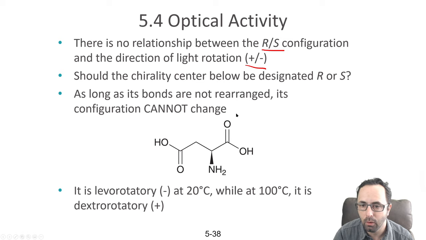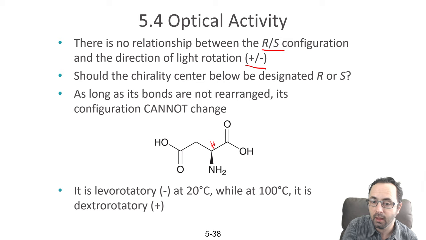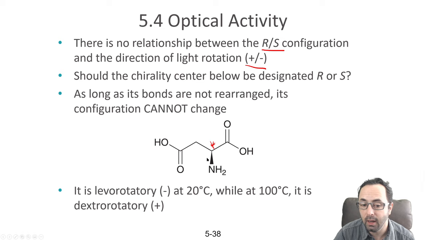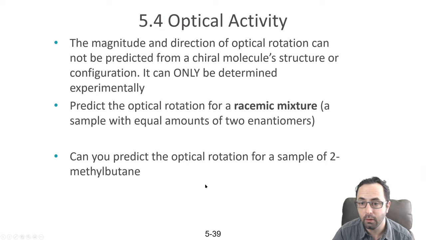Here we have another optically active molecule. Again, here's a chiral center. We have an R and S situation. This is an optically active molecule, and so it will rotate the plane polarized light. The magnitude and the direction cannot be predicted from the structure. You can only determine it experimentally, as I said.